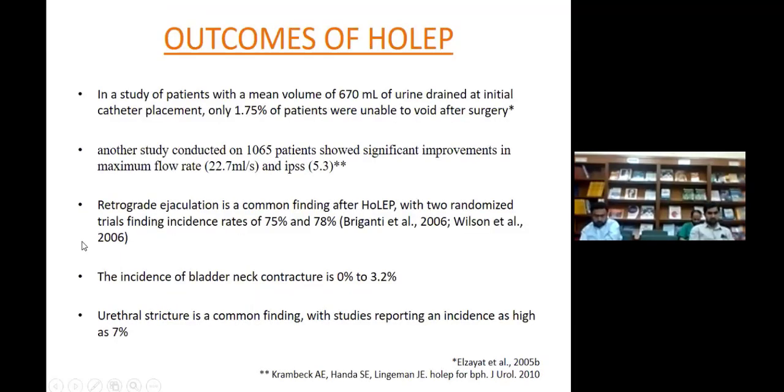What are the outcomes? In a study of patients with a mean volume of 6 cm of urine drain at initial catheter placement, only 1.75% of patients were unable to void after surgery. Another study conducted on 1065 patients showed significant improvements in Qmax to around 22.7 ml per second, and IPSS improvement to 5.3. Retrograde ejaculation is a common finding after HoLEP, with 2 randomized trials finding incidence rates of 75 and 78%.